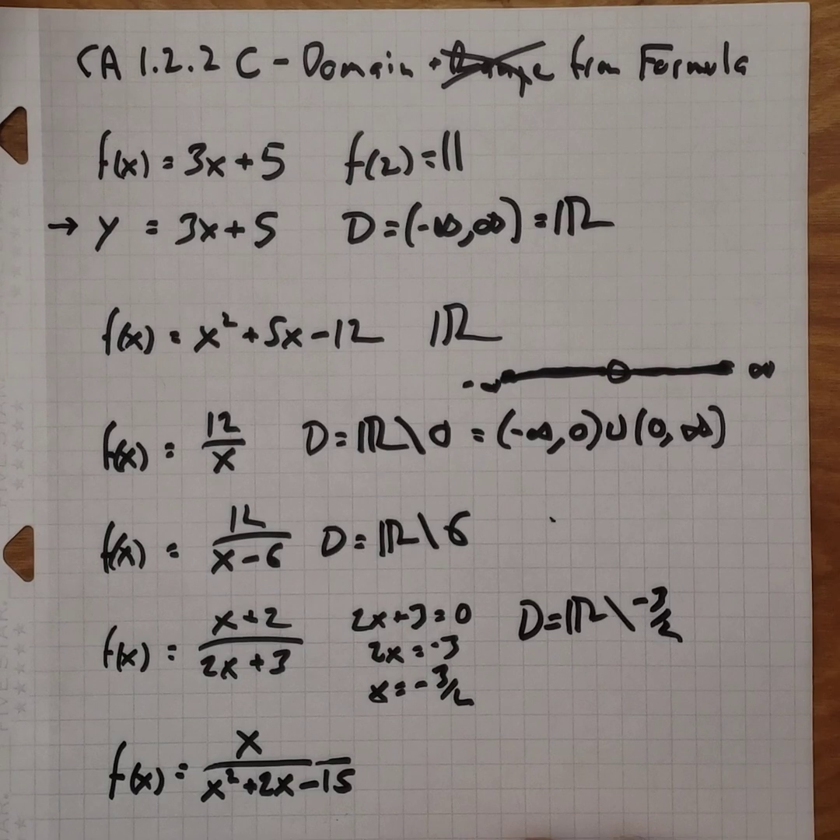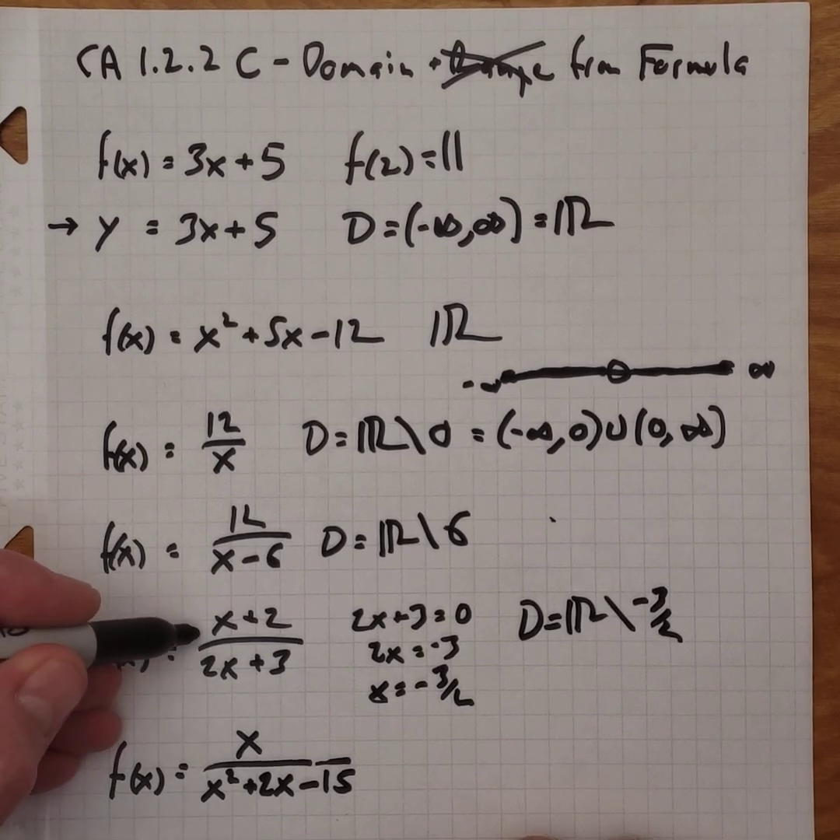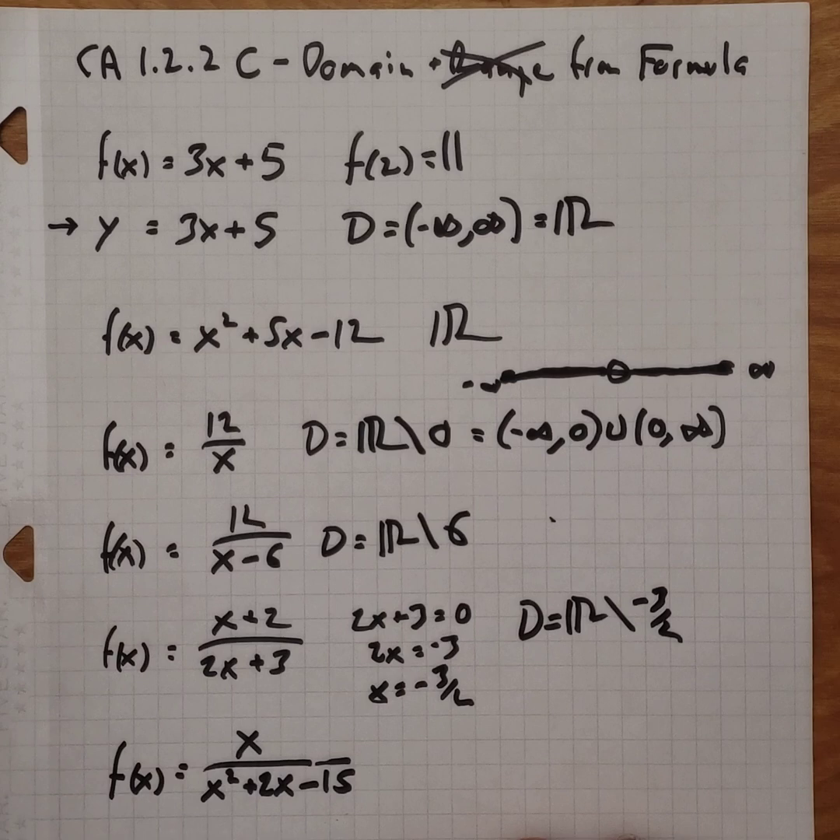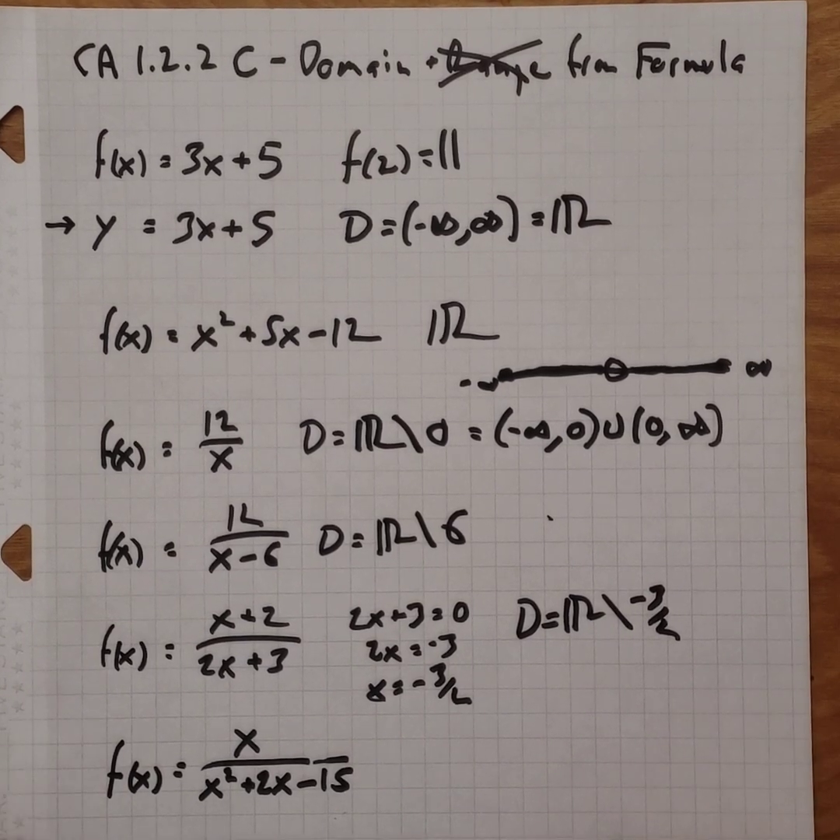Right? It's always all real numbers except for whatever makes the bottom 0. Notice, don't care about the top at all. The top doesn't affect the domain. And again, this is for purposes of this section. Don't hold it against me later when we run into different situations. All you need to worry about in this section is numbers that make denominators equal to 0.